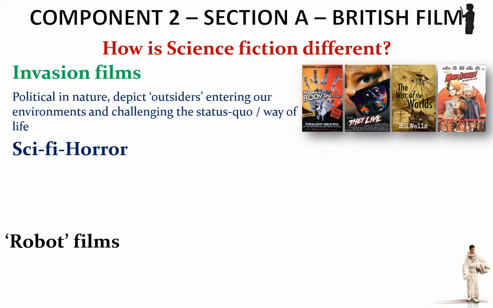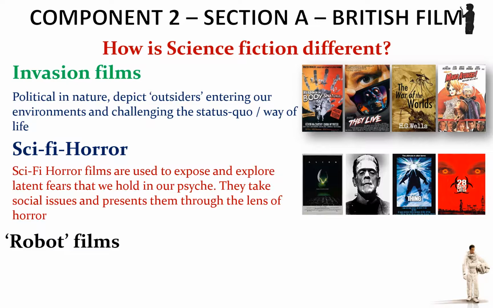So, for example, invasion films, generally political in nature, depict outsiders entering our environment and challenging the status quo or way of life. The films we have on screen, in particular Invasion of the Body Snatchers, They Live and War of the Worlds, all deal with an external alien threat coming into our American society, causing havoc and changing the status quo. All of the films follow a single protagonist who then, as a symbol of that society, goes up against and defeats the alien menace, restoring the status quo or a return to a new equilibrium. So again, the narrative structures, the character types, and the type of journeys and stories that we see are very similar, but the contemporary issues change each time.